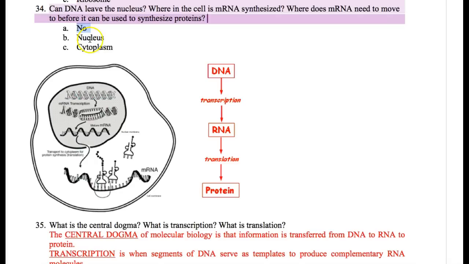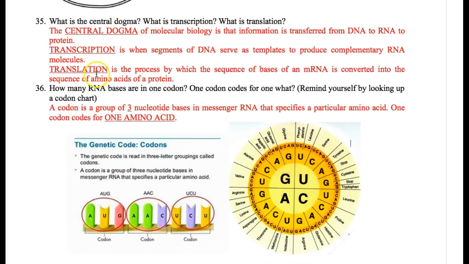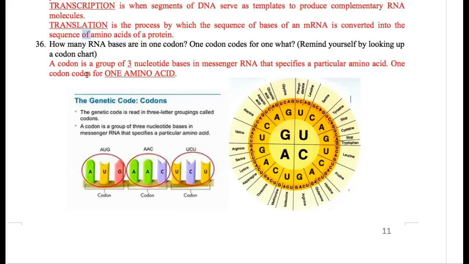All right, mRNA is synthesized in the nucleus. It needs to move to the cytoplasm, as you can see in this picture. What is the central dogma? Like I said, DNA to RNA to protein, transcription, translation, we already talked about that.